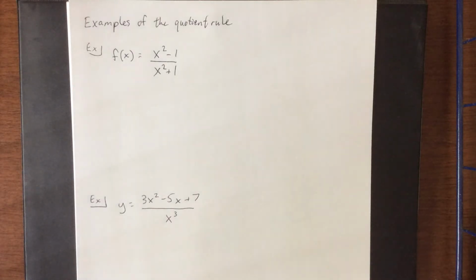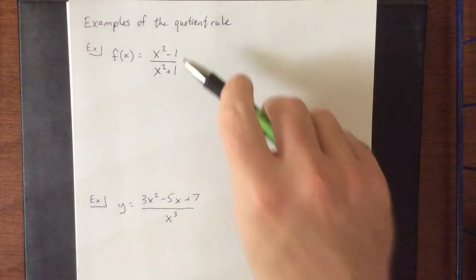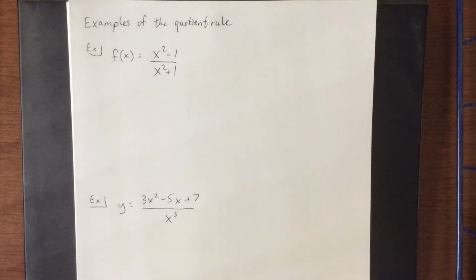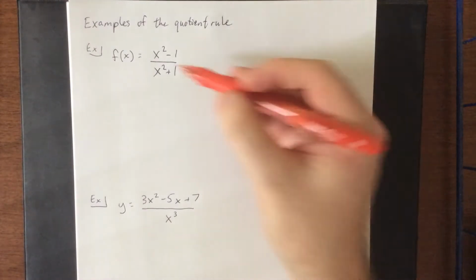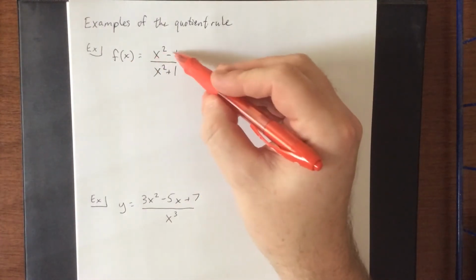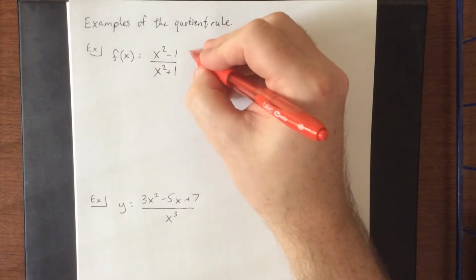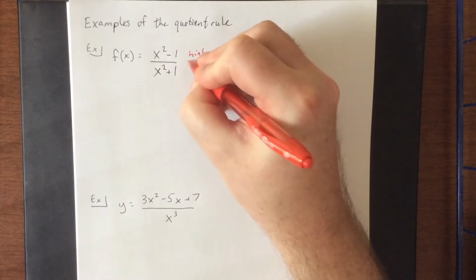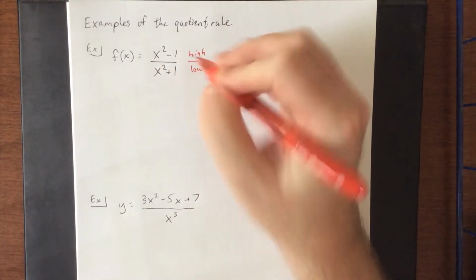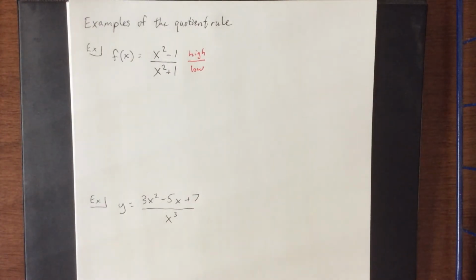Now that we've demonstrated where the quotient rule comes from, I'd like to make use of it in a couple of examples. The number one thing that lets you know that you're going to use the quotient rule is when you see a quotient, a rational expression, one thing divided by another thing. So using the parlance of the quotient rule that we just derived, when I say f of x is equal to x squared minus 1 over x squared plus 1, the one on top is your high, and the one on bottom is your low.